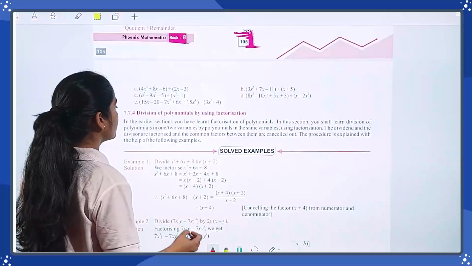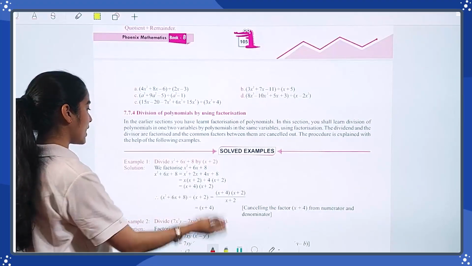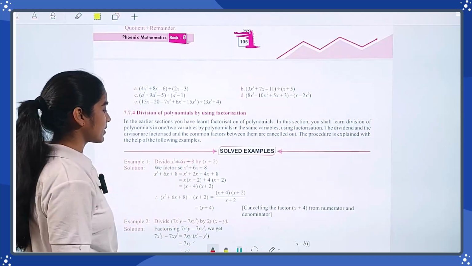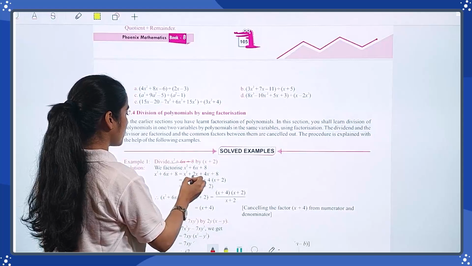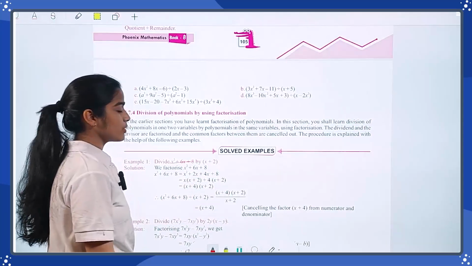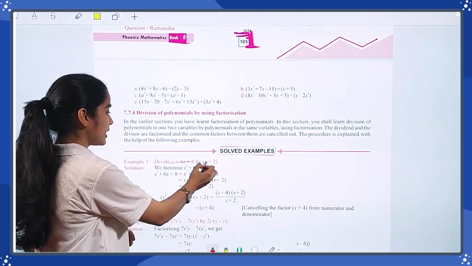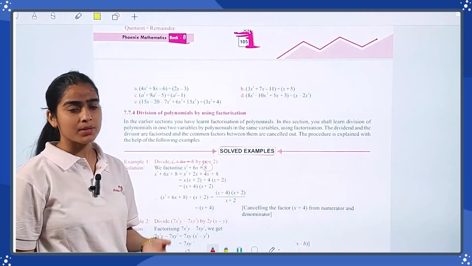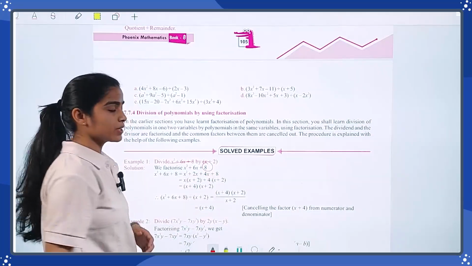Next, we have division of polynomials by using factorization. In this case, we have to divide this term by taking factorization. So x square plus 6x plus 8 is x square plus 2x plus 4x plus 8. In this case, we need numbers that when we multiply them we get 8, and when we add them we get 6. So 2 multiplied by 4 is 8 and 2 plus 4 is 6.